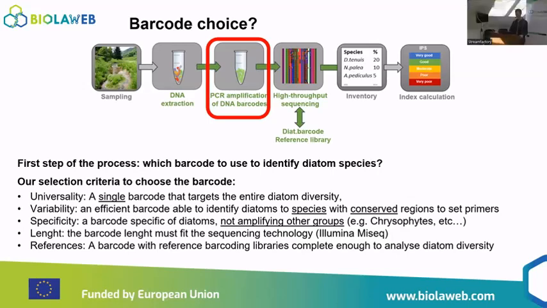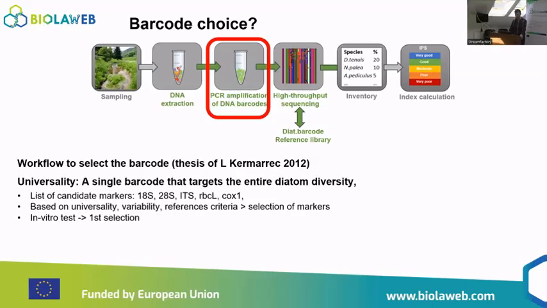So now let's go to the supermarket or the market, and let's have a look at what we can find. That was, in fact, the work of Lenaik Karmarek, our first PhD thesis, ten years ago. We looked at the candidate markers based on universality: a single barcode that targets the entire diatom diversity. We had this list: 18S, 28S, ITS, RBCL, and COX-1.